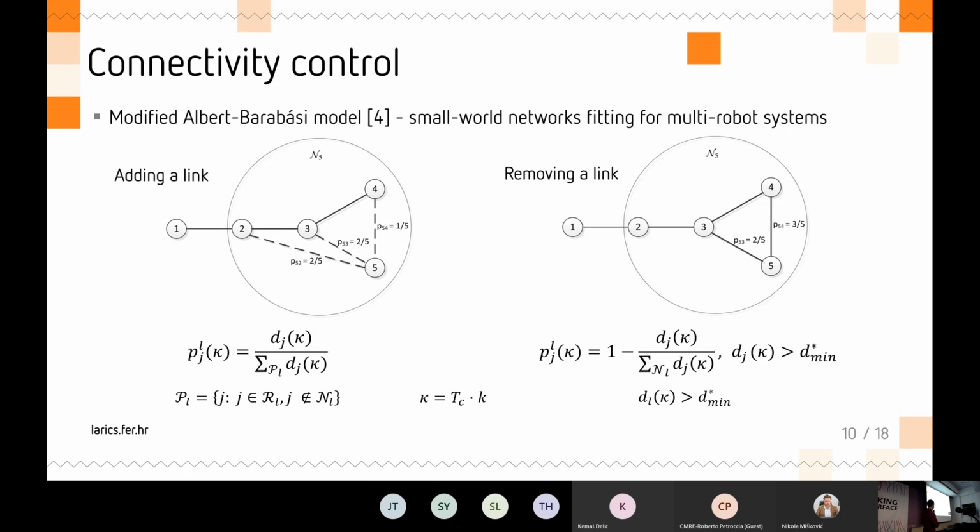So in general, the nodes with higher degree have a better chance of getting new links because they contribute to the overall connectivity a bit more. And the opposite is true for removing a link, because if you would do the same thing, then most of the newly created links would soon be disconnected again. We also run this protocol at a frequency lower than the consensus protocol because we want to avoid frequent changes in the links.